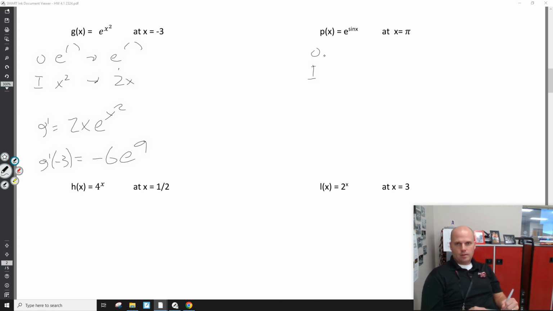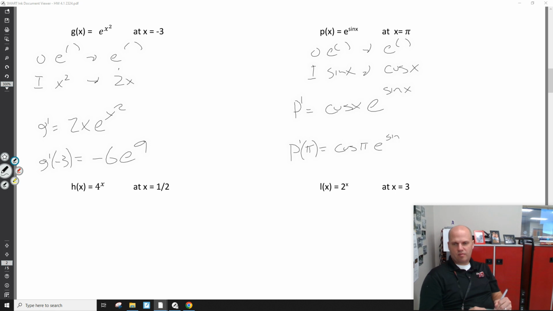O and I here, again, e to the power sine. Sine's derivative is cosine. E to the power's derivative is e to the power. Multiply, I'll have cos x times e to the sine x. What starts in the parentheses stays in parentheses. If I plug in pi, I get the cosine of pi, e to the sine of pi. Cosine of pi is -1, sine of pi is 0. So I get -1 e to the 0, which is -1.